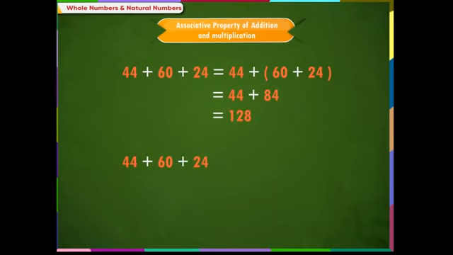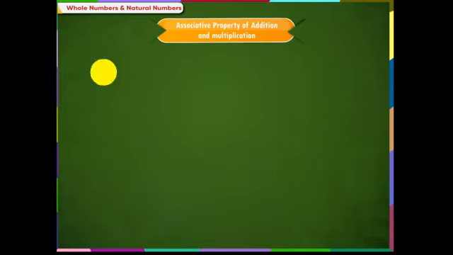To add these 3 numbers, we can also associate the first 2 numbers. That is 44 plus 60 in bracket plus 24 is equal to 104 plus 24, which also gives 128. In both the cases, the sum is the same, which is equal to 128. So, we can conclude that if 3 or more whole numbers are to be added, the sum will be the same even if the order of the numbers is changed.